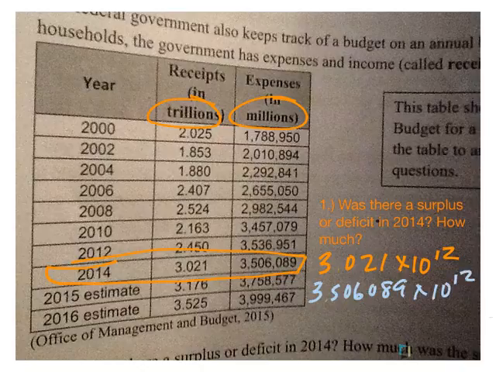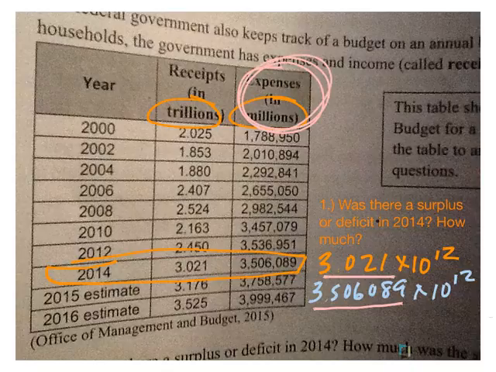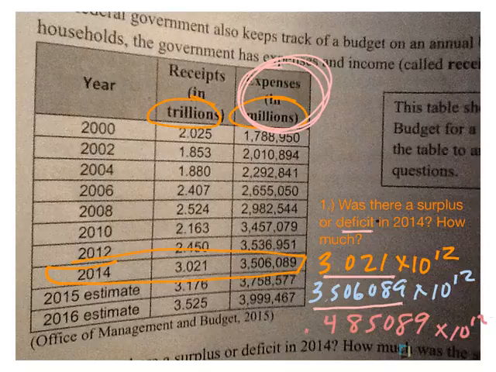Well, now we can compare the numbers because our exponents are the same. So I just look at my two numbers, and hopefully it's easy to see that 3.5 is bigger than 3.02, and therefore we had more expenses, and therefore we have a deficit. So by how much? Well, if we subtract these two numbers, you will end up with 0.485089 times 10 to the 12th.